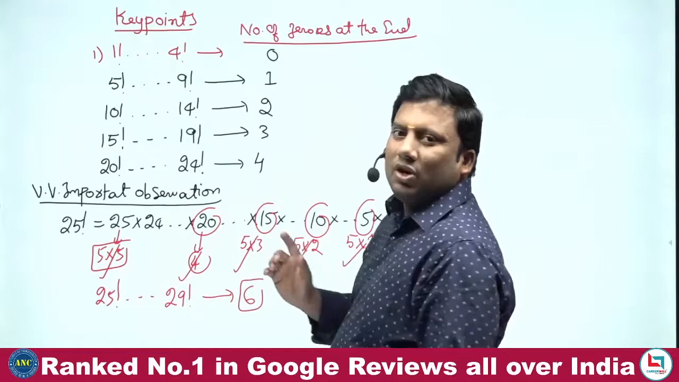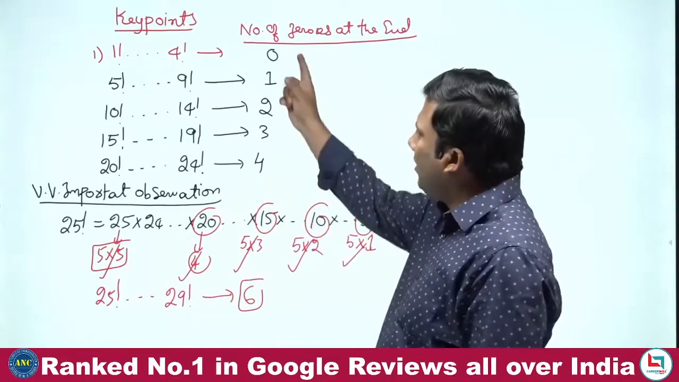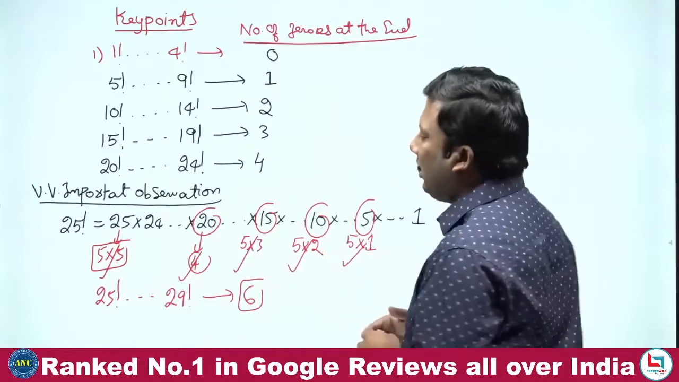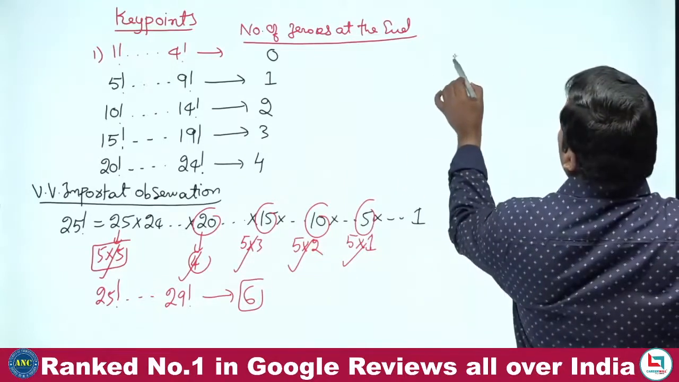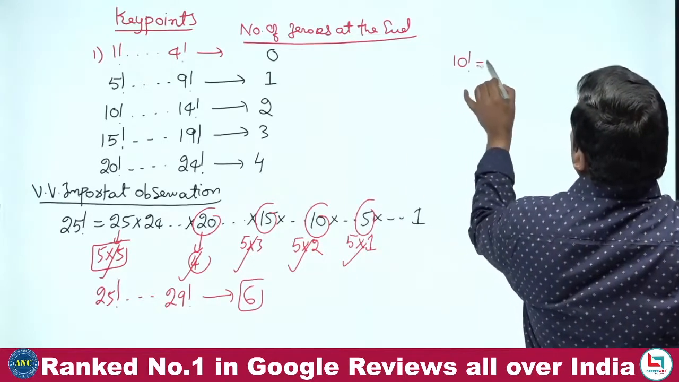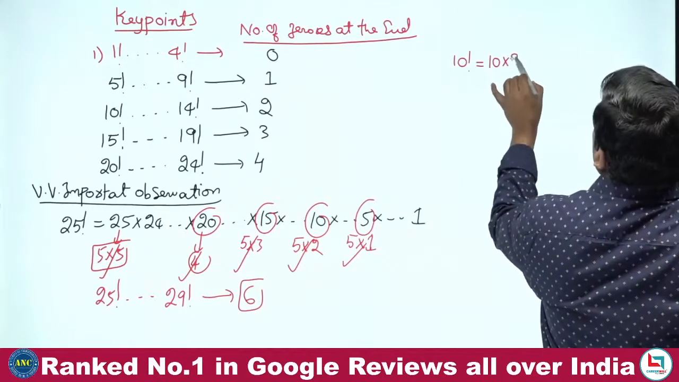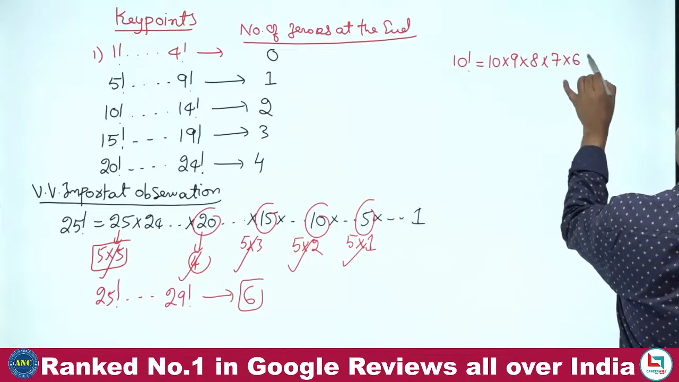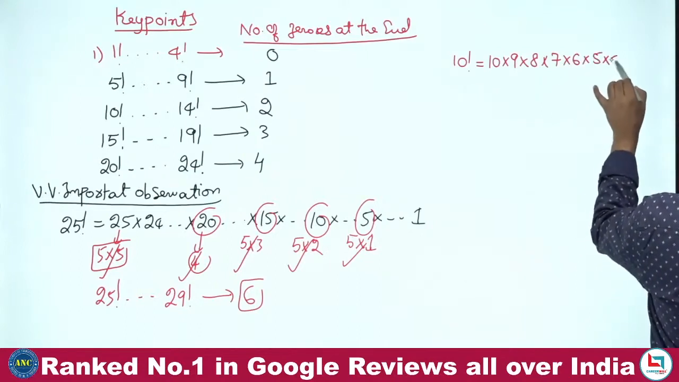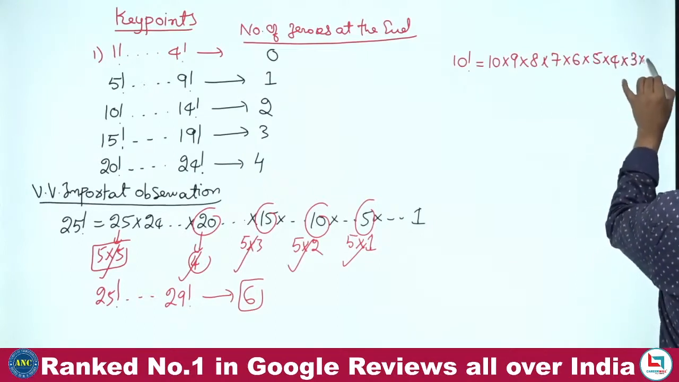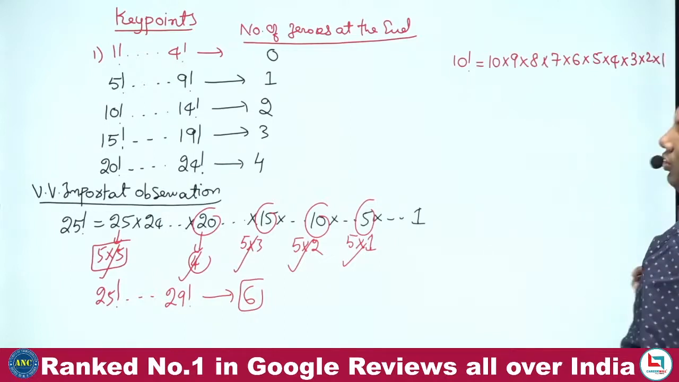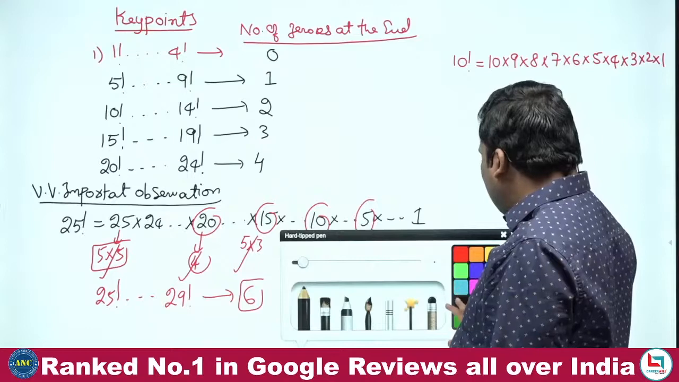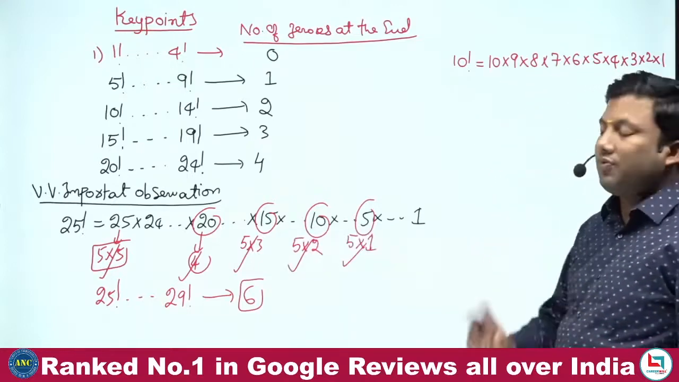Sir, you are taking the power of 5, but you are writing the number of zeros at the end. When you are multiplying the numbers, suppose for example 10 factorial: it is 10 into 9 into 8 into 7 into 6 into 5 into 4 into 3 into 2 into 1. This is the factorial definition, the product of all natural numbers from 1 to 10.